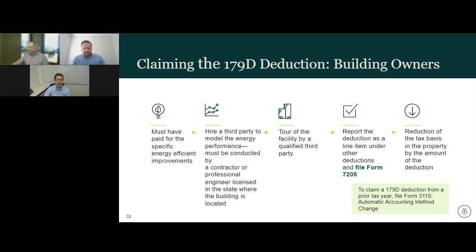Under the IRA, what is the maximum amount of 179D deduction per square foot? A, $1.80, B, $5, C, $1, or D, $2.50. I'll give you some time here to answer this question. Another reminder, please select your answer and hit the submit button to receive credit for this polling question.